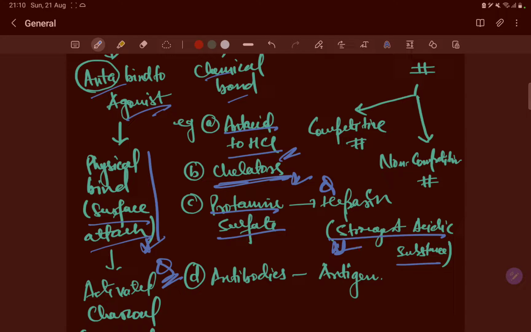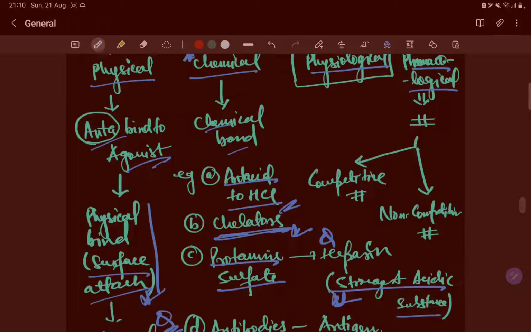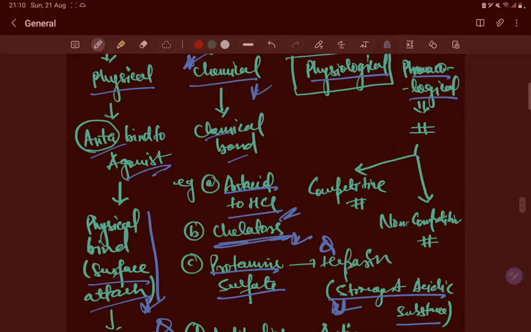Okay, it is the strongest acidic substance, right? Now antibodies for the antigens. So these are the chemical antagonism.